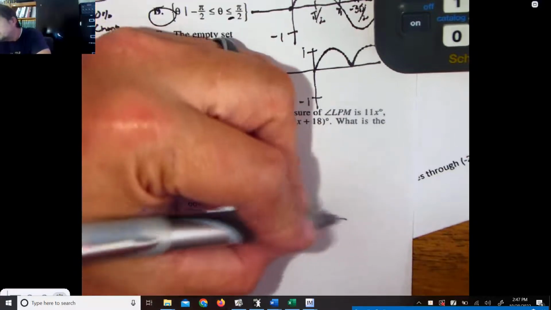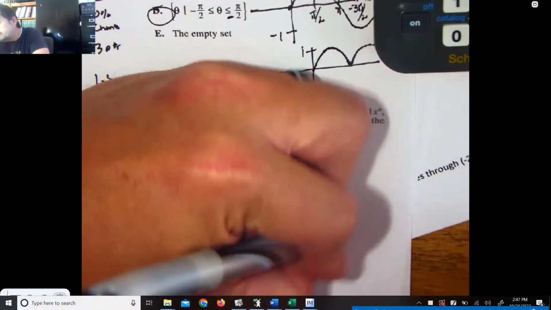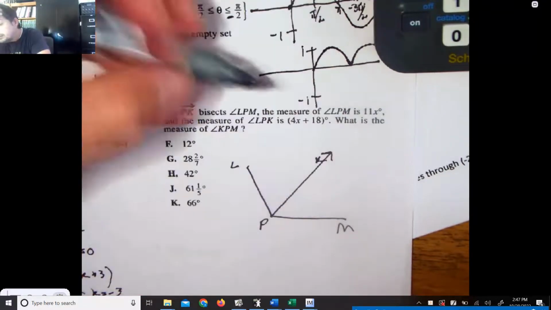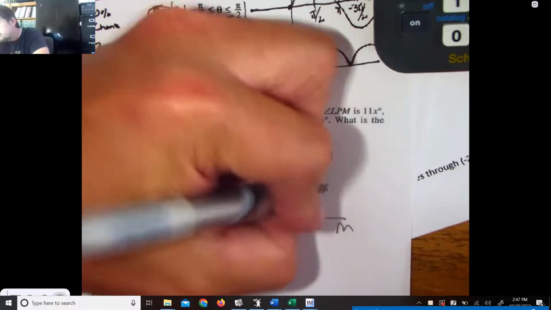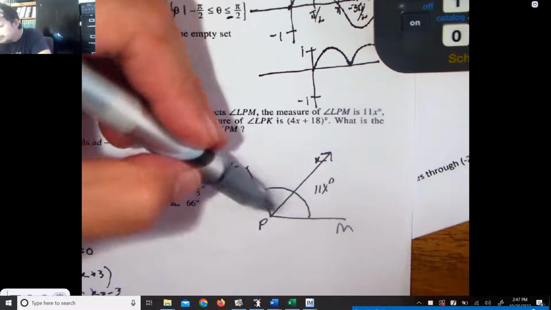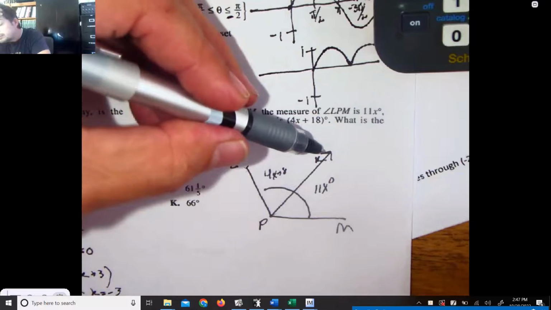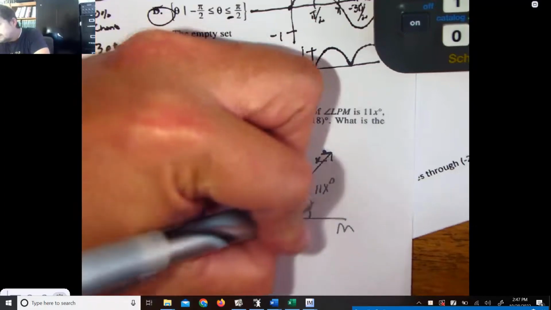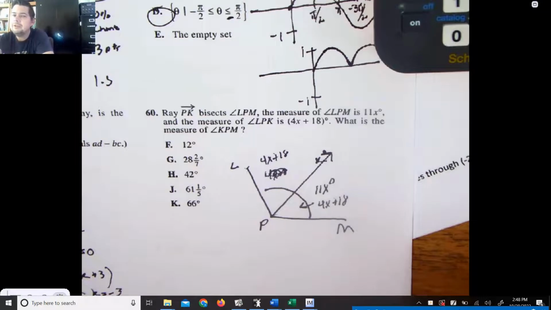So we have some angle that is called LPM. Ray PK cuts that thing right in half. All of this from here to here is 11x degrees. L to P to K is 4x plus 18. And if L to P to K is 4x plus 18, this piece is also 4x plus 18. This is like half of what geometry was, adding two things together and setting it equal to something else.